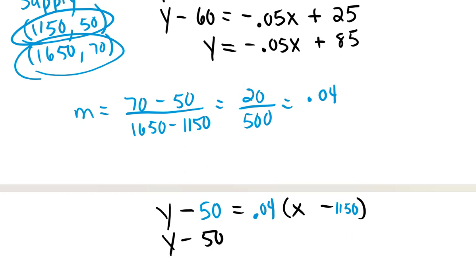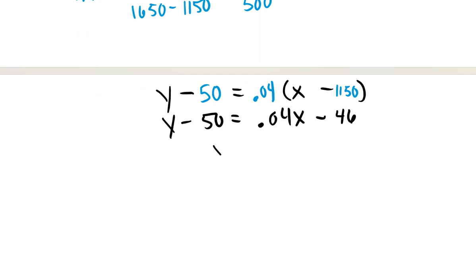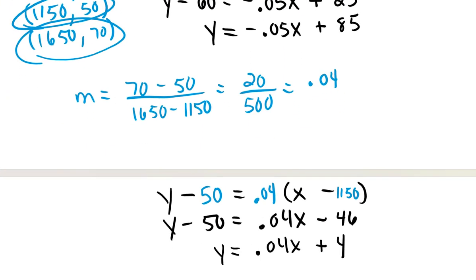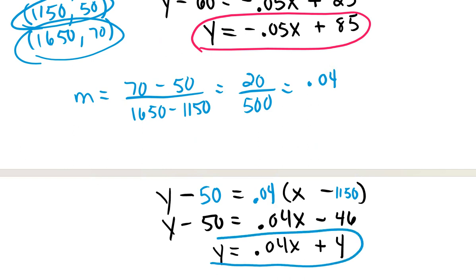Okay, and then I'm going to distribute. So 0.04x minus 46. And then you would add the 50. And so you get 0.04x plus 4. Okay, so I have 2 equations at this point. I have my demand function, which is right here, and I have my supply function, which is right there.